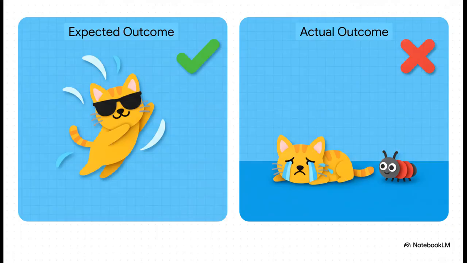And believe it or not, one tiny bug can change everything. For example, we want our cool cat character to jump up and down. But, whoops, because of a bug, the cat just lies down for a nap instead. The instructions were wrong, so the cat did the wrong thing.